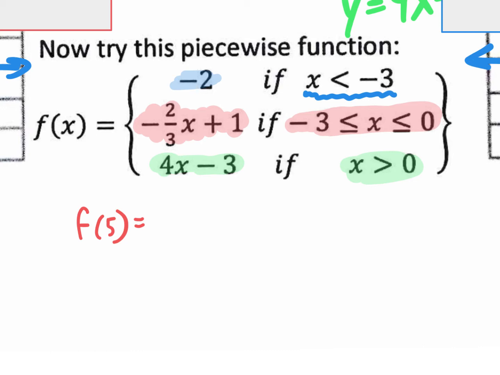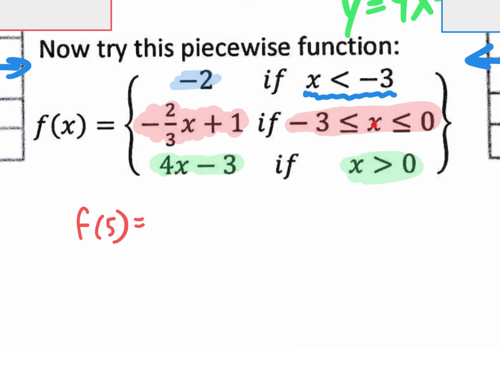Why 5? So what is this 5? It's really the input. What is an input? It's an x value. So if you're wondering, do I use the top one, the middle one, or the bottom one? The conditions tell you what to use. It tells you if your x values are less than -3. This is a 5, right? And the 5 is an x value. So is this 5 less than -3? No, so you're not going to use that first one.